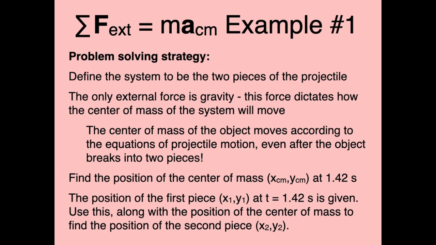So that allows us then to find the position of the center of mass at the time in question, t equals 1.42 seconds. And since we know the position of the first piece, x1 and y1, we can use the position of the center of mass, which is xcm, ycm, to get the position of the second piece, which is x2, y2. So that's broadly speaking what we're going to do. We're going to break this up into pieces and do each one of these steps as we go.